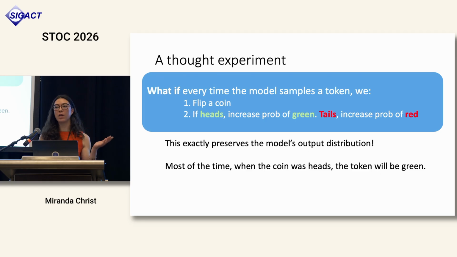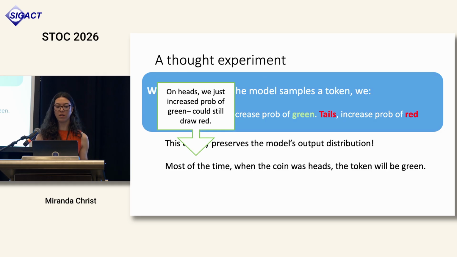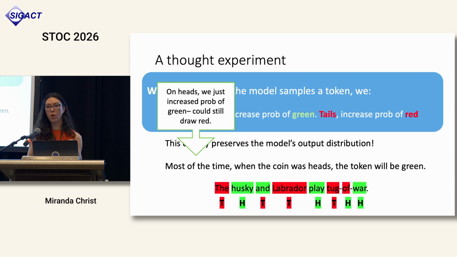And then also most of the time when the coin was heads, since we increase the probability of green, the token that we actually end up sampling will be green. But note that, sometimes, even though we increase the probability of green, we'll still happen to draw a red token. So what we'll end up doing if we sample a sequence of tokens is it'll look something like this. Most of the time when we draw heads, we'll get green, but sometimes when we draw heads, we get red, say in the word of.